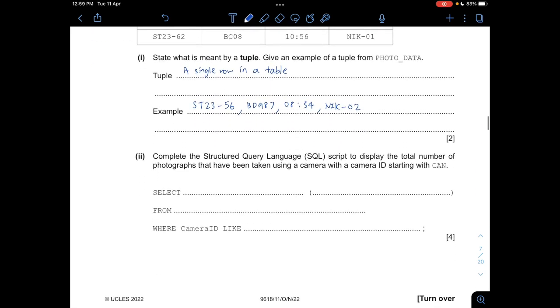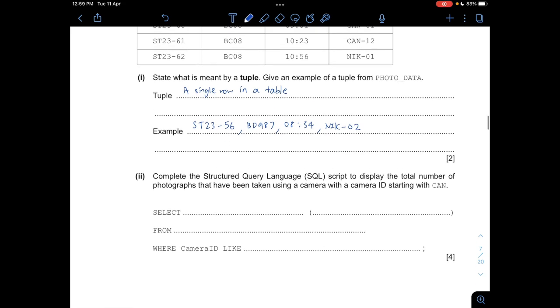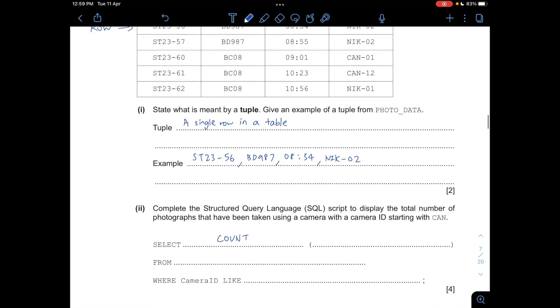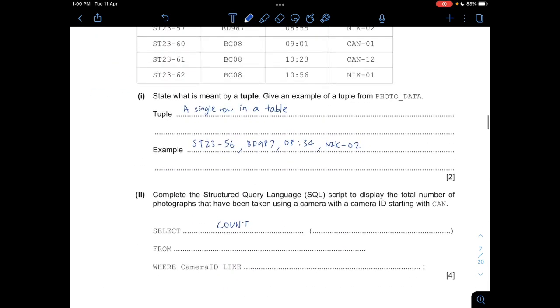And then complete the structured query language script to display the total number of photographs that have been taken with the camera, starting with CAN. So calculate the total number. So this will be count. And then total number of photographs, that will be photo ID. So all the pictures will be from photo data. Camera ID like. So this would be CAN, like such.